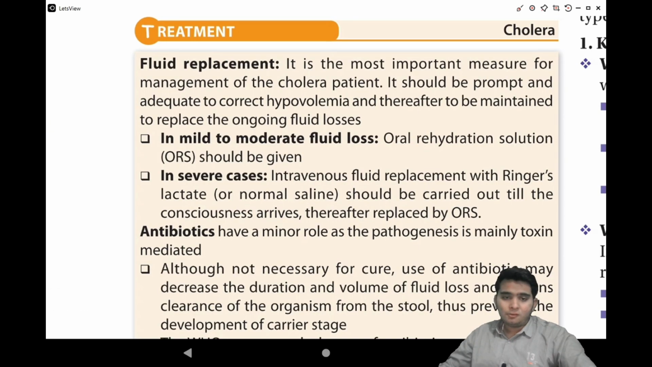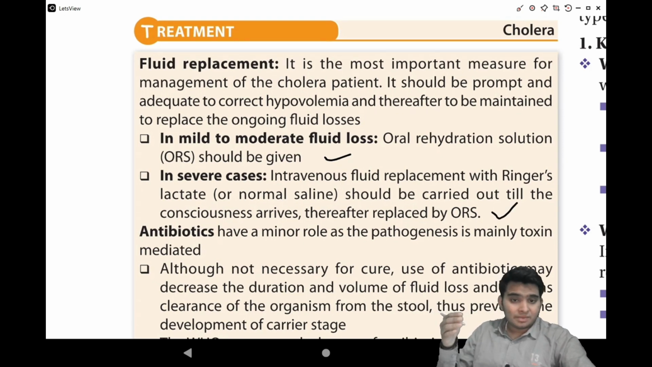For the treatment of Vibrio cholerae infection, fluid replacement is done in mild to moderate fluid loss. Oral rehydration solution is given and in severe cases, intravenous fluid replacement with Ringer's lactate or normal saline should be carried out till consciousness returns, thereafter replaced by ORS.